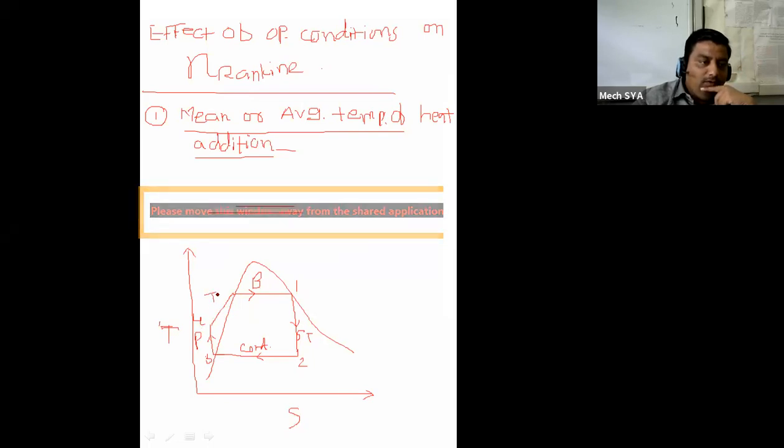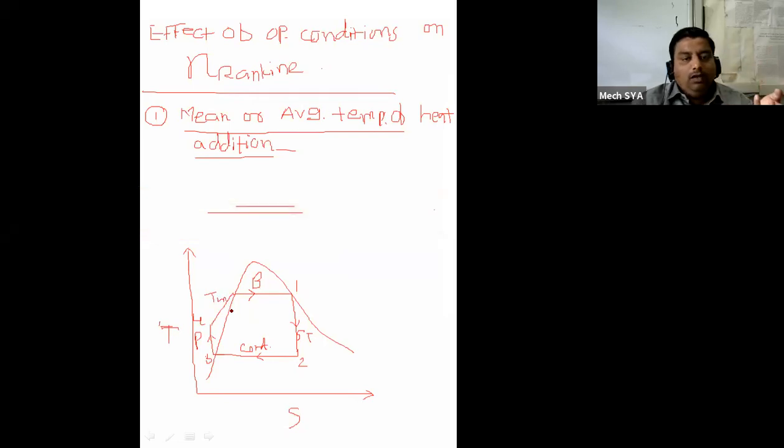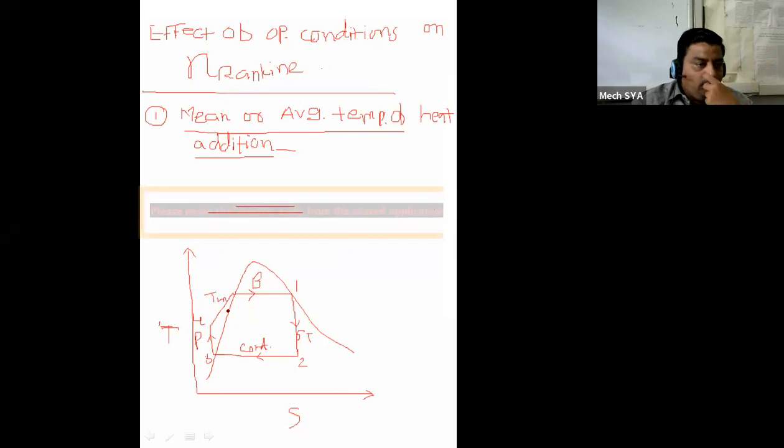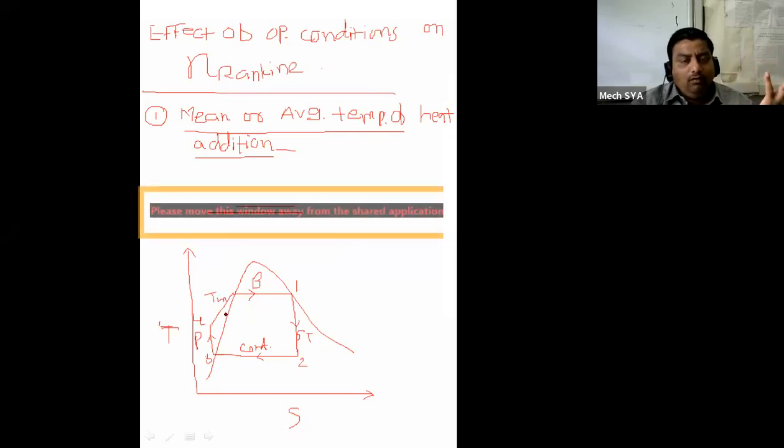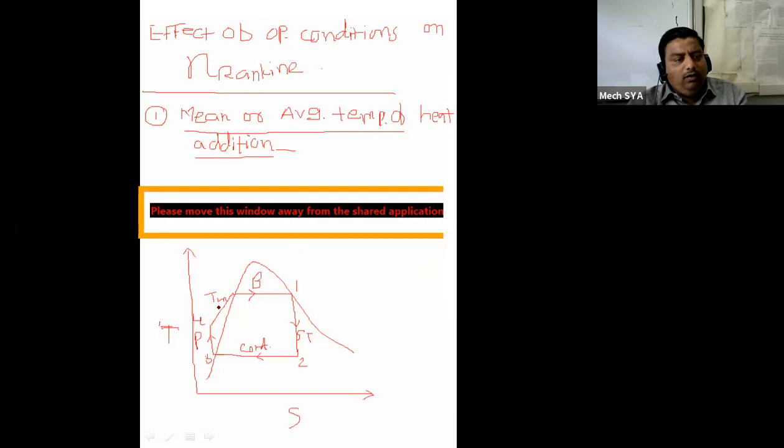So this mean or average will be only one value. Okay. So this will be only one temperature, because average will come only one value. Mean will come also only one value. Therefore, here in this process, there is only one mean or average temperature. This can be considered as constant temperature, like Carnot cycle. Therefore, if you assume mean temperature or average temperature of heat addition, this will become a constant temperature process.